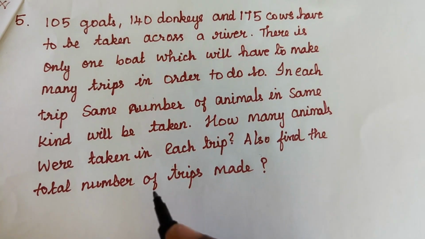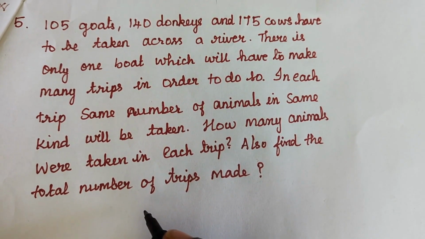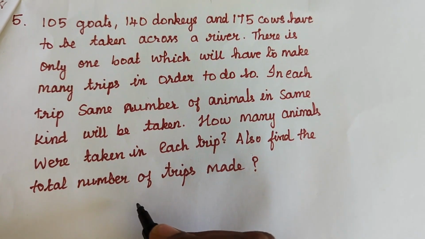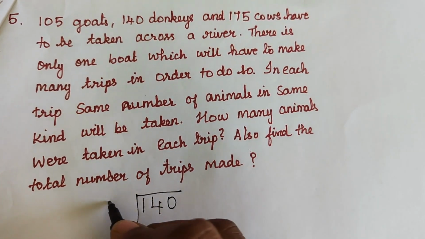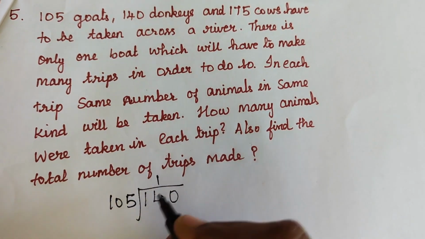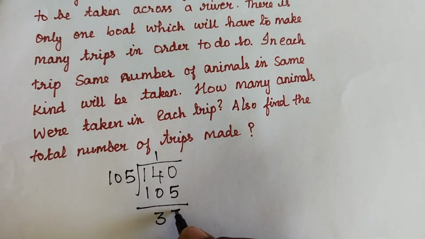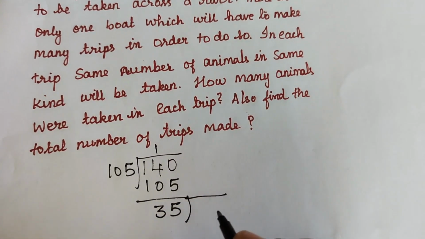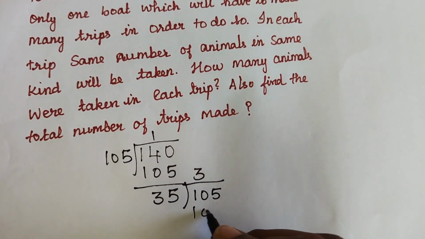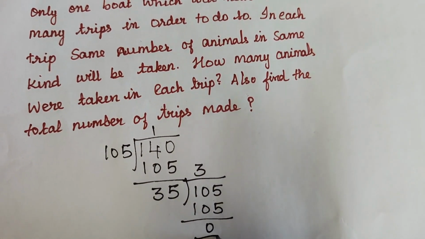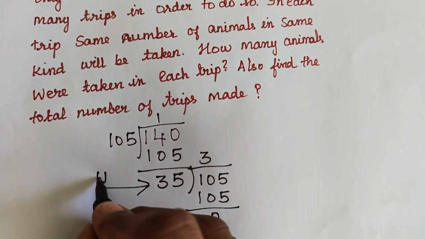Okay, let's first find the HCF of 105, 140 and 175. So HCF of 140 and 105: 140 divided by 105, 1 time, 105. 140 minus 105, 35. Now 35 becomes the divisor. 105, 3 times 35 is 105. 105 minus 105, 0. So the first HCF that we got is 35.